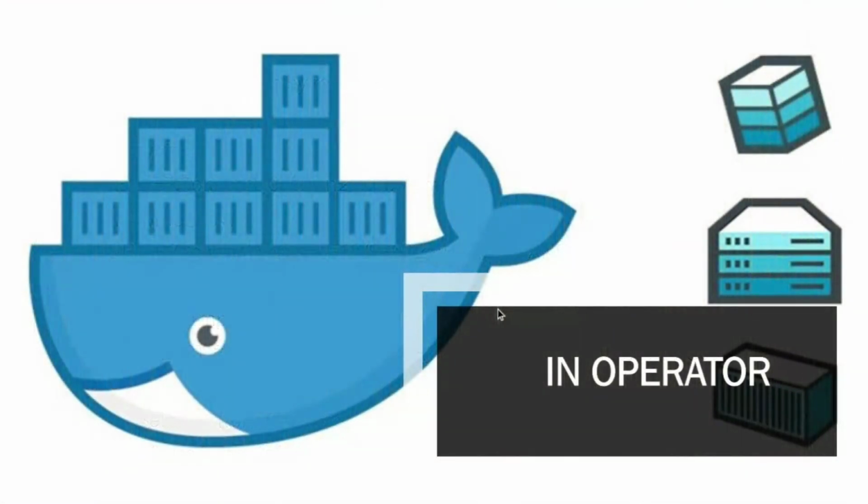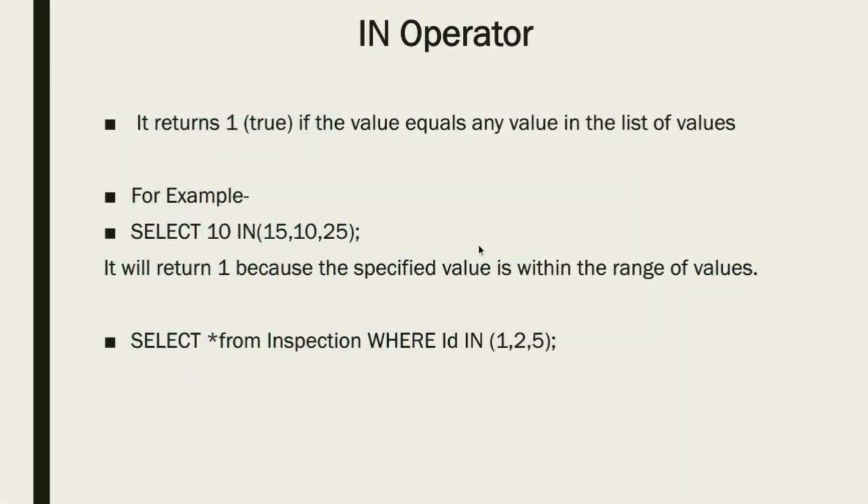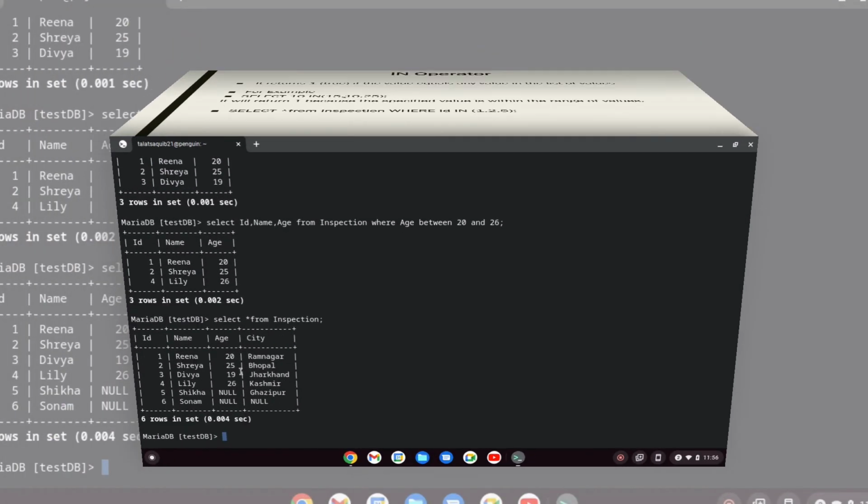Okay, so next, the IN operator. Let's see what the IN operator is. It returns 1 if the value equals any value in the list of values. For example, select 10 in 15, 10 and 25. It will return 1 because the specified value is within the list of values.